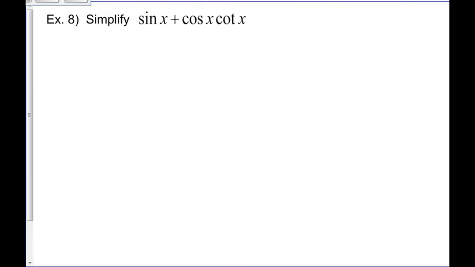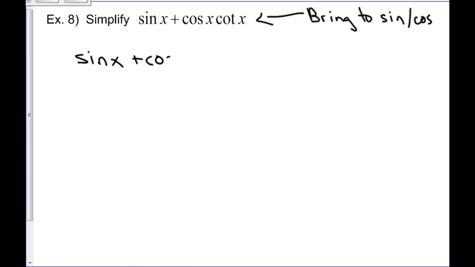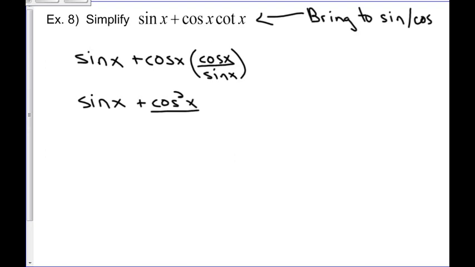Okay, same sort of idea here. We want to put these together. If we've got a whole bunch of different looking terms, a good plan is to bring everything to sine or cosine. All of our ratios can be expressed just as sine and cosine. So here, if we have sine x plus cos x times cotangent, so that's cos x over sine x, we could write it this way.